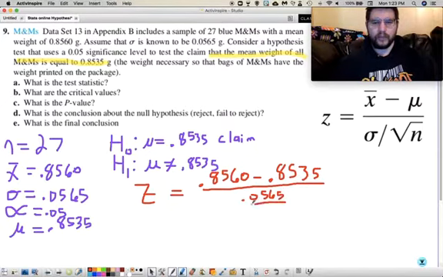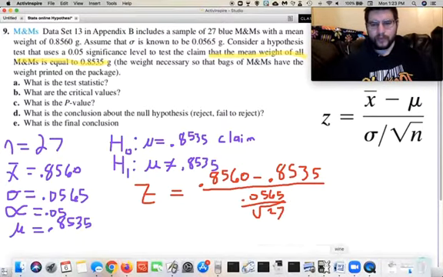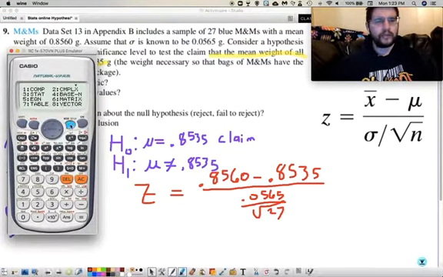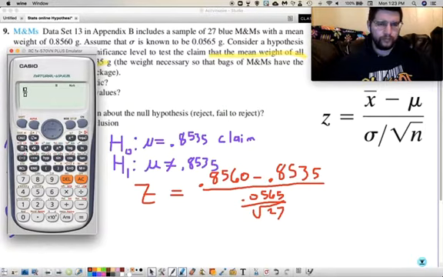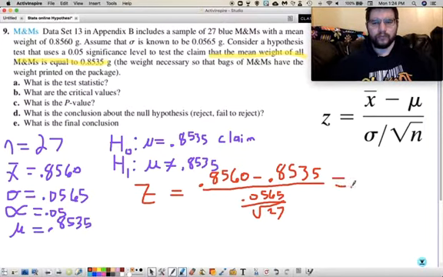0.0565 for the standard deviation, square root of 27 underneath that. Again, I'm just going to do this on the Casio for two reasons. It's easier, and, well, TI, you can just use the Z-test. 0.8560 minus 0.8535 over another fraction, 0.0565, and square root of 27 on the bottom. So I get a test statistic of 0.2299. There's part A done, test statistic.